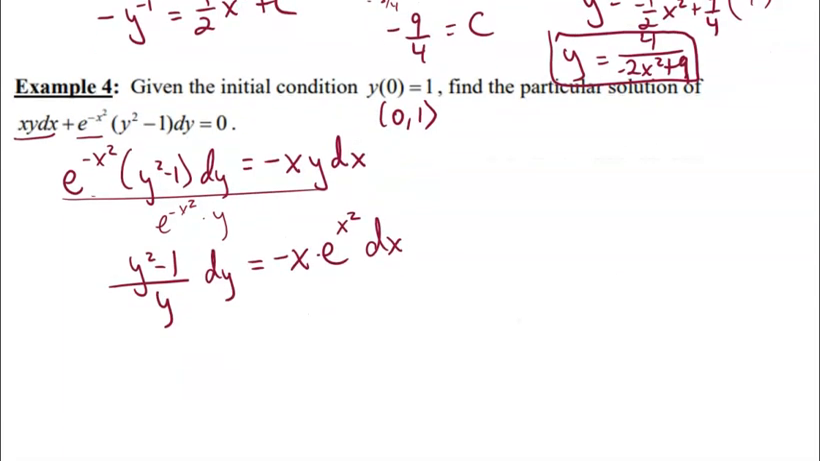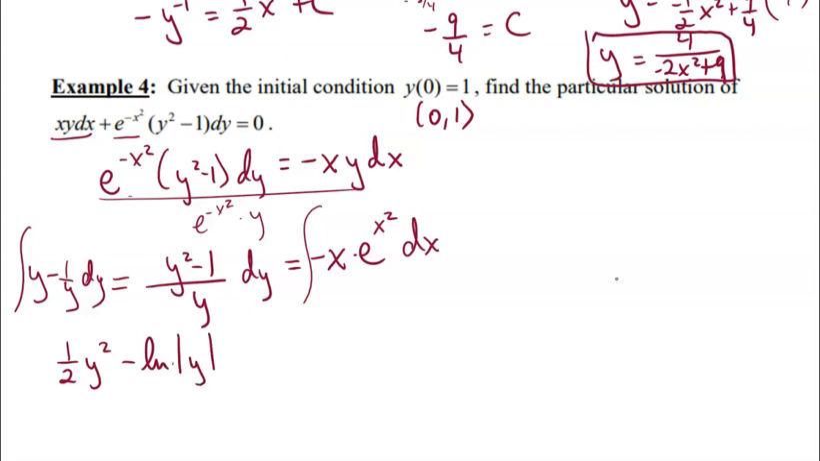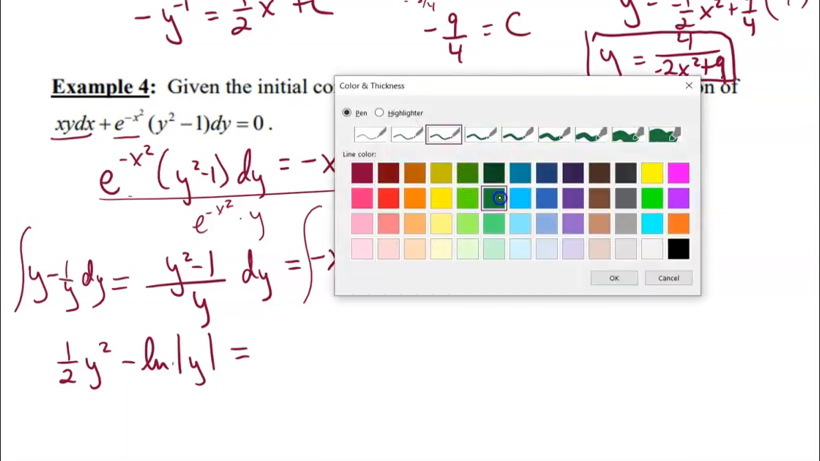Okay, and then I am going to simplify on the left side. I'm going to go ahead and divide this. Y squared minus 1 all over y is the same thing as y minus 1 over y dy. Okay, now I'm going to integrate both sides of my equation. So the antiderivative of y minus 1 over y would be 1/2 y squared minus the natural log of the absolute value of y. And then the antiderivative over here, this is a u substitution problem, okay?